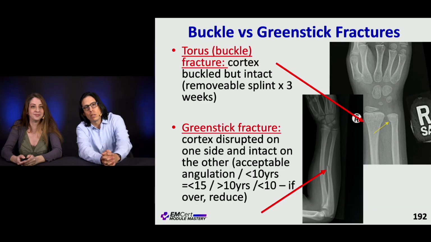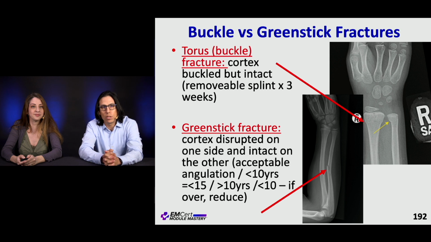Yeah, probably. Okay. How about buckle and greenstick fractures? These are sort of unique to pediatrics. So a torus fracture, a buckle fracture, means the cortex of the bone is buckled, but it's otherwise intact. This is splinted. Greenstick fracture, the cortex is disrupted on one side and intact on the other. Acceptable degree of angulation varies by age.